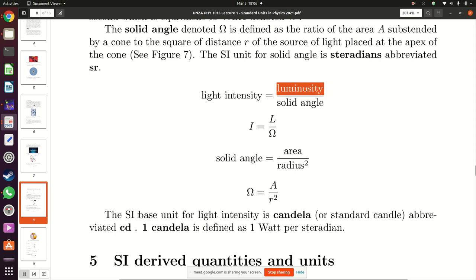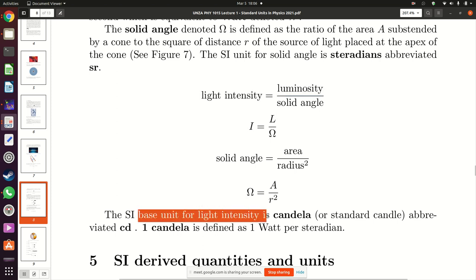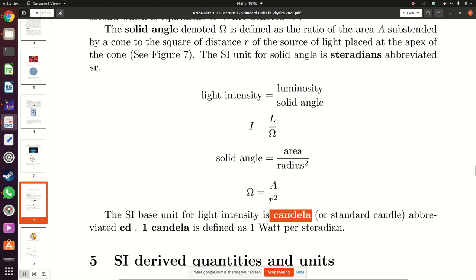So the base unit for light intensity is the candela. So one candela is basically defined as 1 watt per steradian.